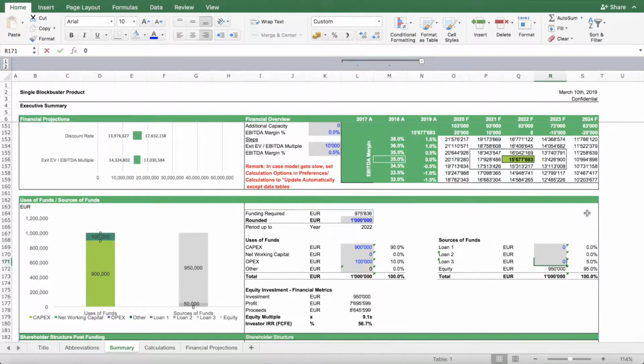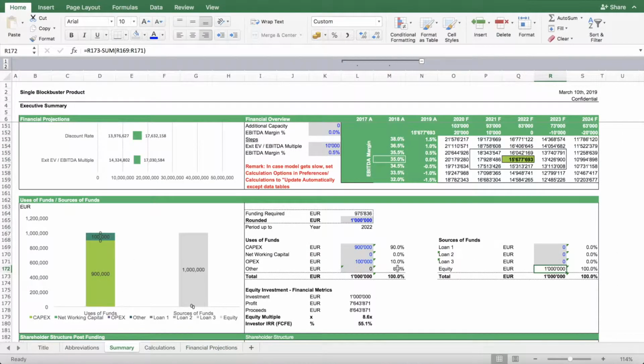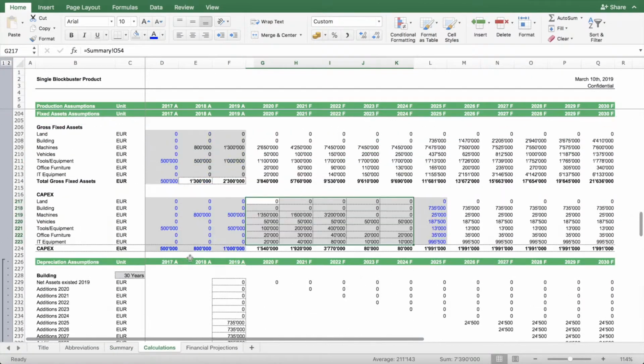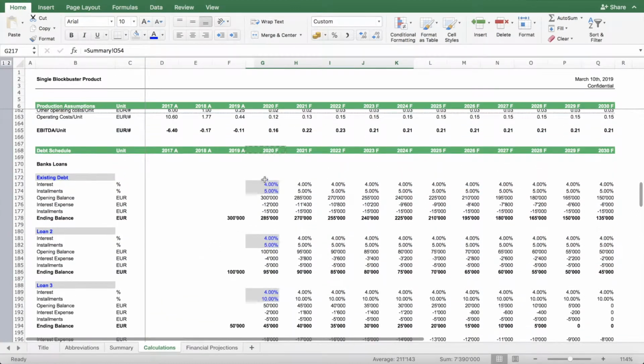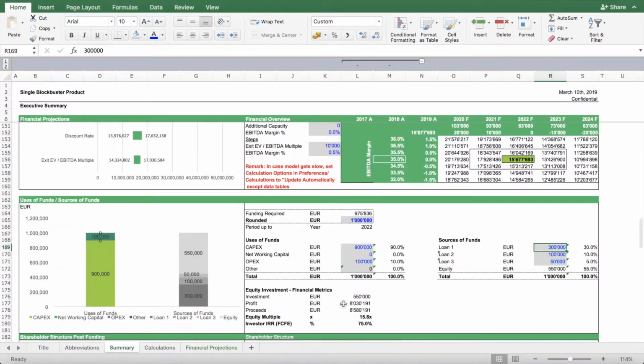In case we don't have debt financing, you see this will actually even be positive, so that was the reason. But in our case, let's say we have some debt financing. This debt financing, if you remember on the calculation sheet, we had the debt schedules, and you see also here we have the interest rates. So let's say these costs are going to happen. Then if we have here a negative value, we need to add a bit more buffer.